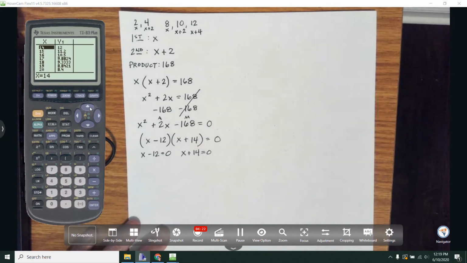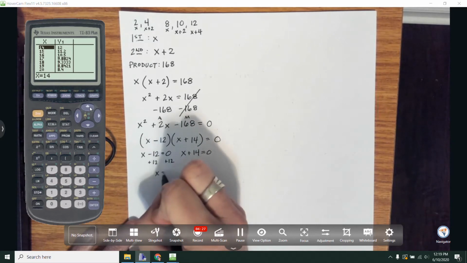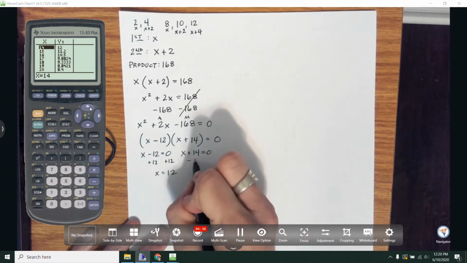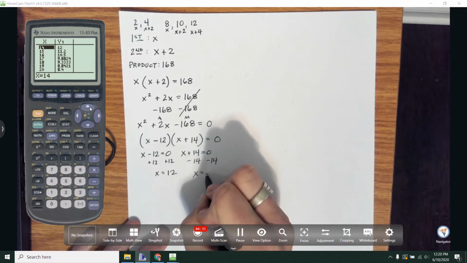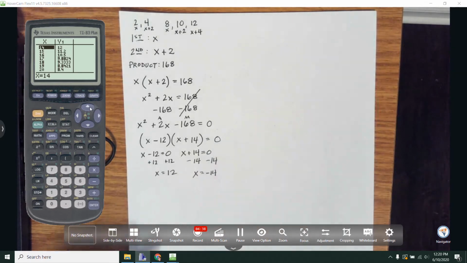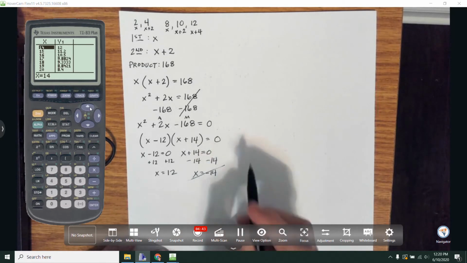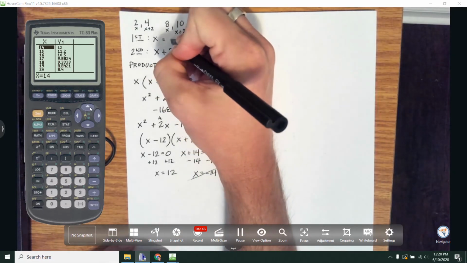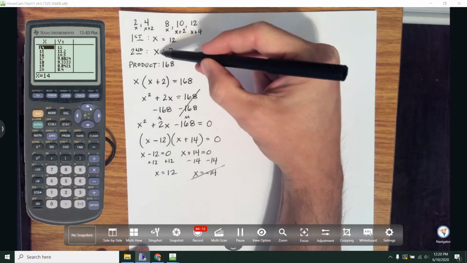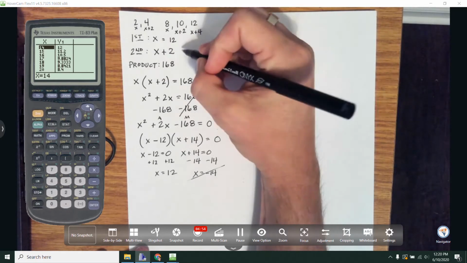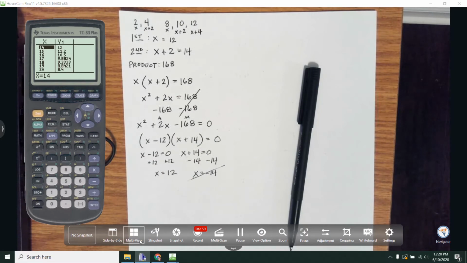Well, if we continue solving this out, we'd add 12 to both sides and figure out that x equals 12. We'd subtract 14 from both sides on this one and find out that x equals negative 14. Well, we were looking for positives, so we don't want to use this one. We're going to use the 12. So we're going to plug in 12 here. That means our x equals 12, so on our second number we do 12 plus 2, and that equals 14. So that's our 2 consecutive even integers.